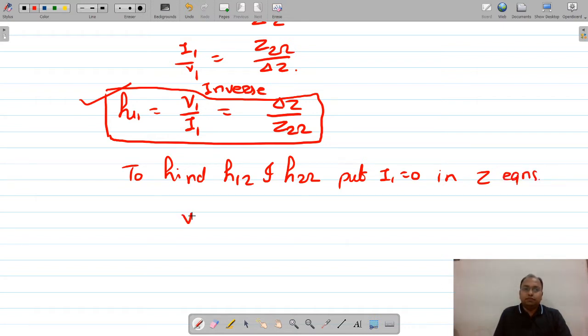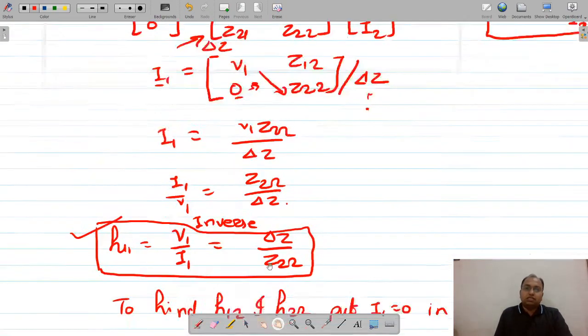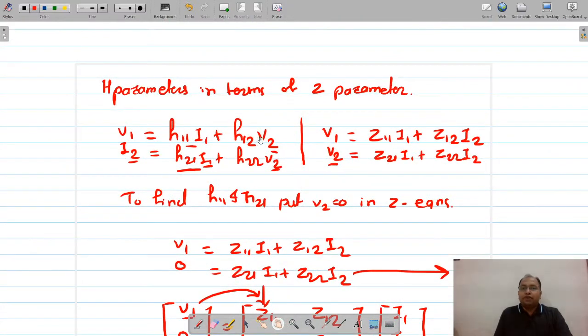Therefore V1 is equal to Z12 I2 and V2 is equal to Z22 I2, because we have set I1 equal to 0. Okay, now concentrate on this H parameter. What is H12? H12 will be, after putting this as 0, it is going to become 0, right?